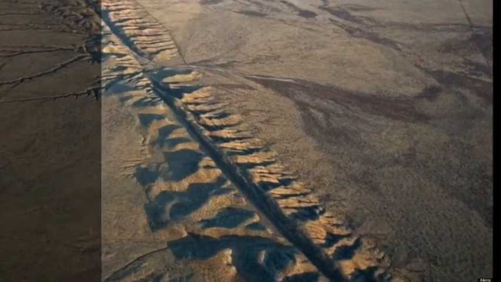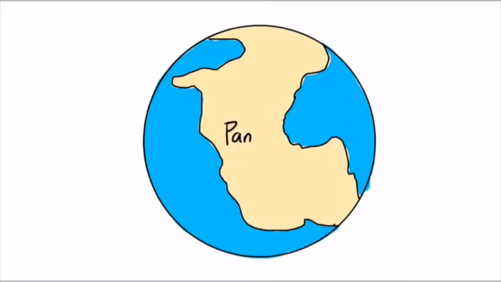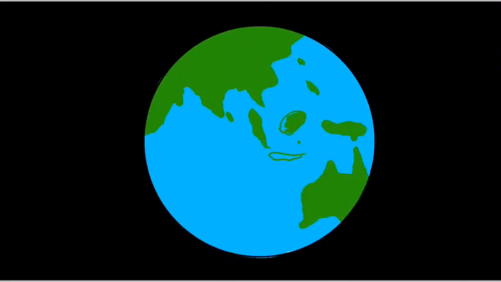Because of these plate movements, Earth was able to turn from one giant continent called Pangaea to the continents that exist in the present and will continue to shift into the endless future.